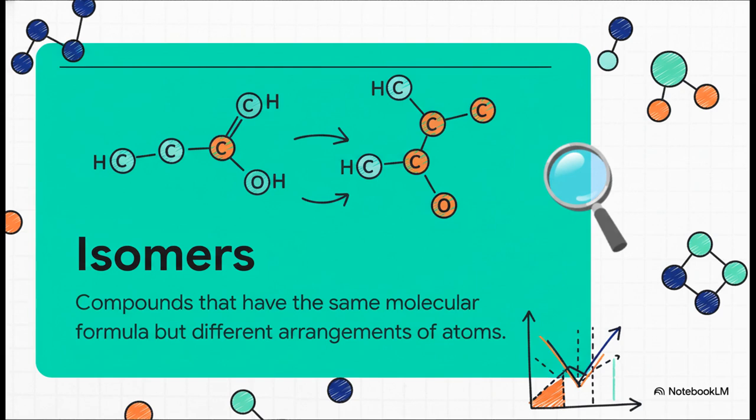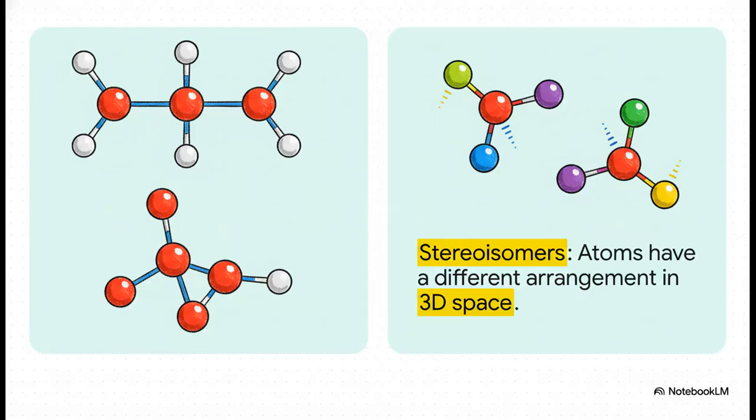It can be the difference between a sweet smell and a rotten one, or even the difference between a life-saving medicine and a poison. There are two main flavors of isomers. Constitutional isomers are pretty easy to spot. The atoms are literally wired together in a different order. But stereoisomers, they're much more subtle. The connections are identical, but their arrangement in 3D space is different. That 3D shape is where things get really, really interesting.